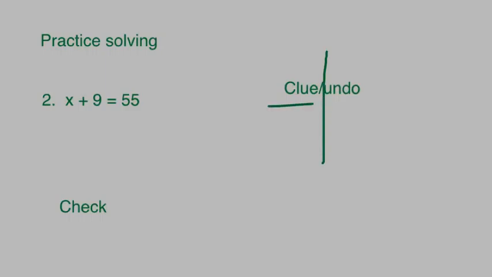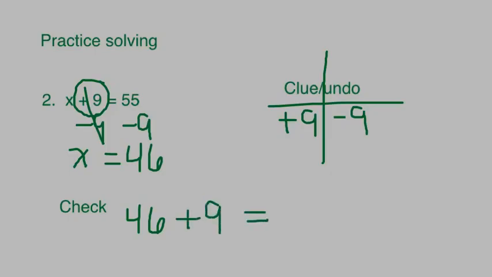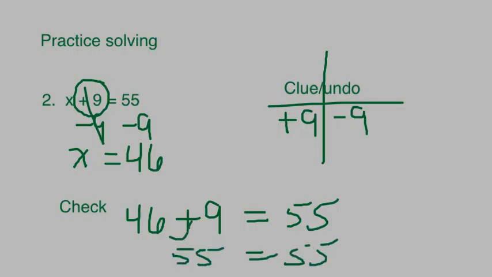Let's try another one. Clue undo. My clue is an addition of 9. How do I undo adding 9? I subtract 9. Oh, I think we just did this one. So I'm going to subtract 9 from both sides of the equation. This becomes a zero pair, and this becomes x equals 46. Replace x in my original equation with 46. Add 9 to it. Does that equal 55? Yeah, it does. So my answer checks.